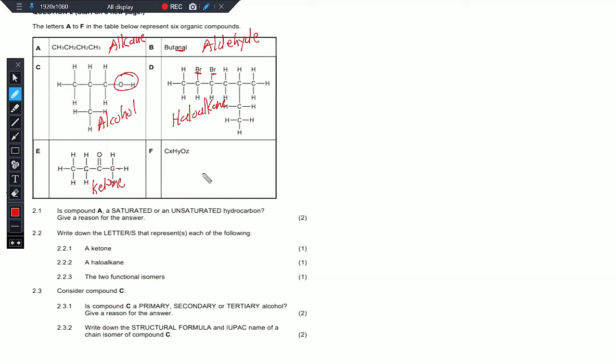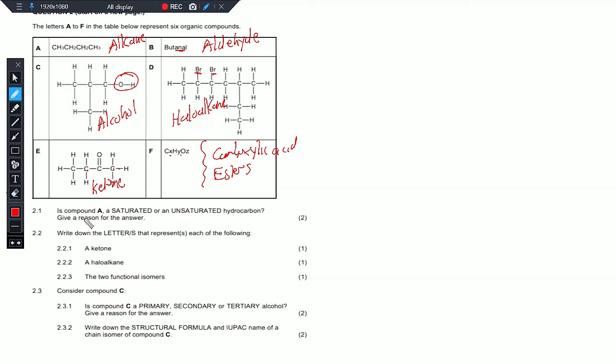And then F here, where we cannot really tell because we are not given X, Y, and Z. But experience tells us that this could only be carboxylic acids or esters. Now we can say the ketone and aldehyde, but chances are that is not, right? Might be a carboxylic acid or an ester.